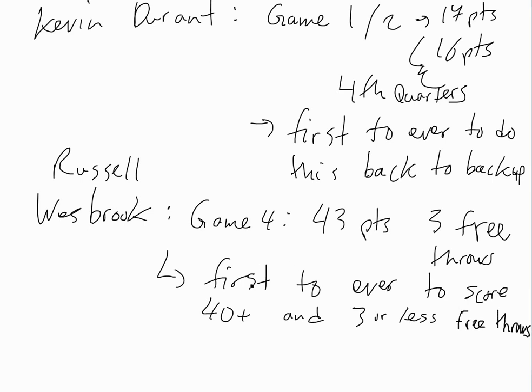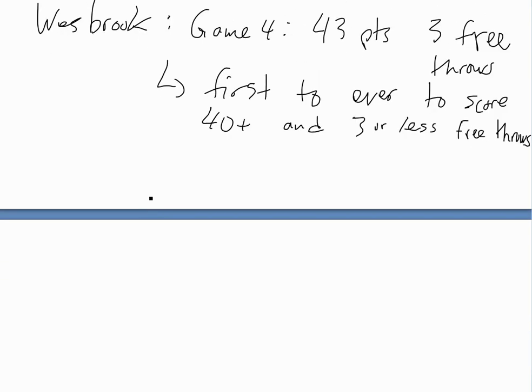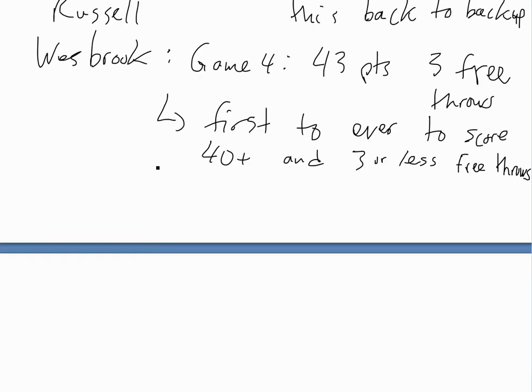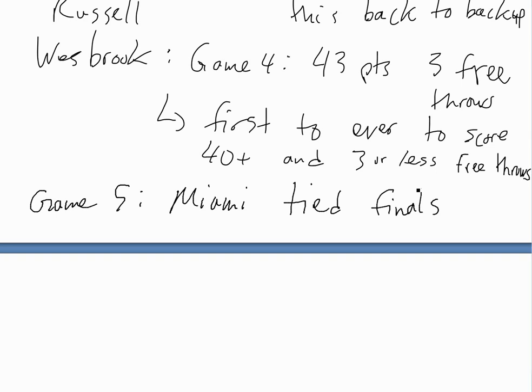So this is incredible. And again, this NBA Finals had a lot of pretty interesting stats. In Game 5, Miami tied the Finals record for most three-pointers in one game, with 14 three-pointers. They kept dropping everything.